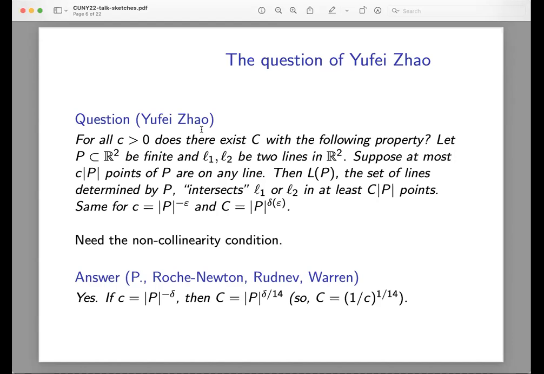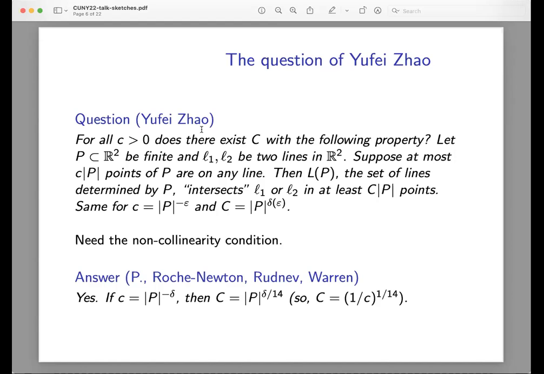Again, let me say the obvious thing: the non-collinearity condition is important, because if the points are on a line, then they determine one line and you're done. So you need some kind of non-collinearity condition. In a joint paper with Roche-Newton, Rudnev, and Warren, we answered this in the affirmative. The answer is yes.